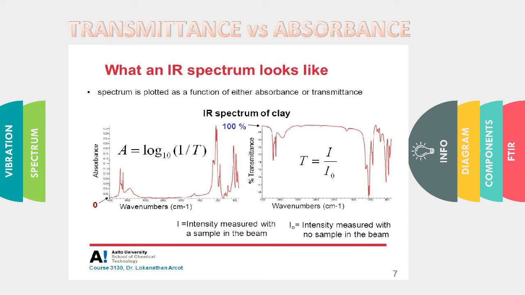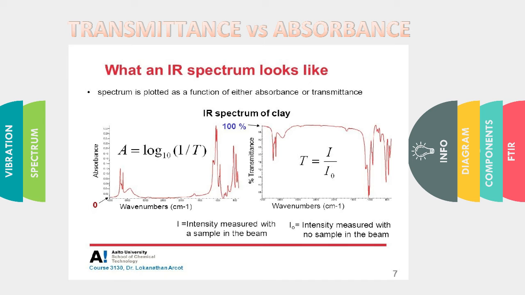Transmittance versus absorbance: what an IR spectrum looks like. The spectrum is plotted as a function of either absorbance or transmittance. The transmittance spectra provide better contrast between intensities of strong and weak bonds compared to absorbance. Absorbance is a measurement of the amount of intensity absorbed by the sample, defined as A equal to log10 1/T, while transmittance is a fraction of incident radiation transmitted through the sample medium.